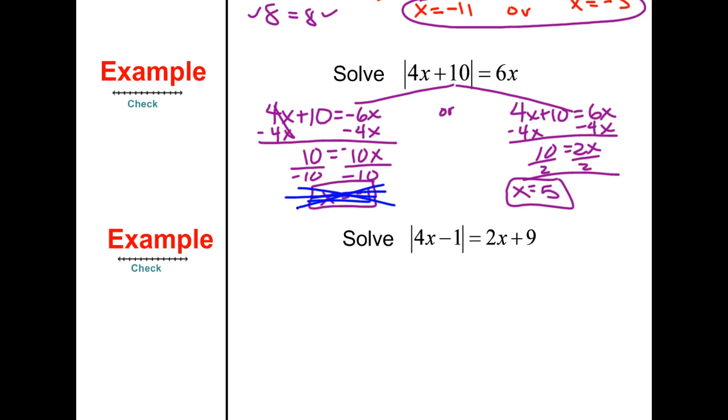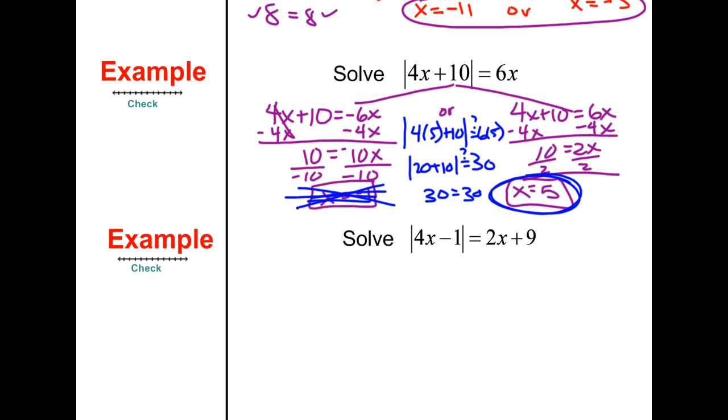But let's try 5. So 4 times 5 plus 10 equals 6 times 5. So then we'll get the absolute value of 20 plus 10. Does that equal 30? What equals the absolute value of 30? So yeah, 30 does equal 30. So here is our only answer that works for that problem.